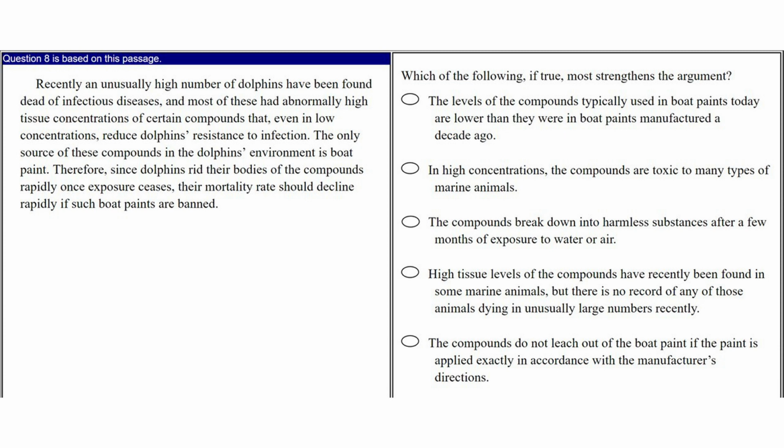I'll quickly finish off the fourth and fifth answers. The fourth one, high tissue levels of the compounds have recently been found in some marine animals, but there is no record of any of those animals dying. Well, again, that's not focusing on dolphins, so that's incorrect. Our conclusion is about dolphins. The fifth answer is, the compounds do not leach out of the boat paint if the paint is applied exactly in accordance with the manufacturer's directions. But that was true already. That was true before the ban or after the ban. So that's not affected by the ban, therefore that's not relevant to the conclusion and can't be right.